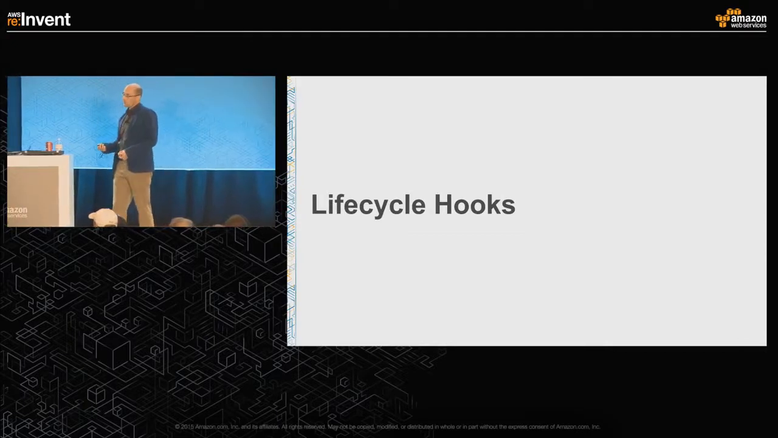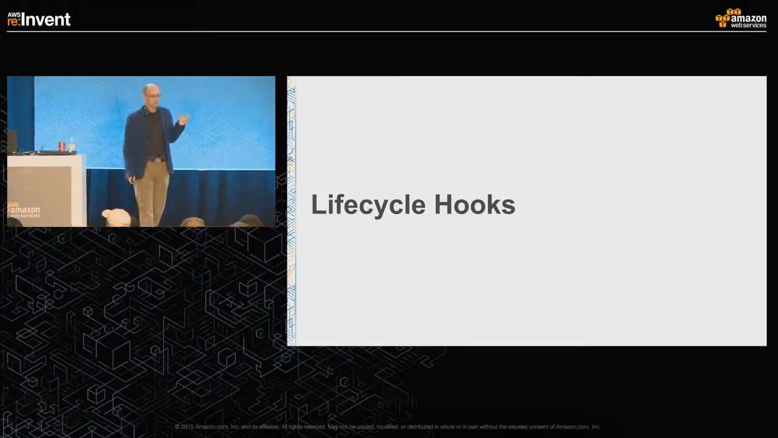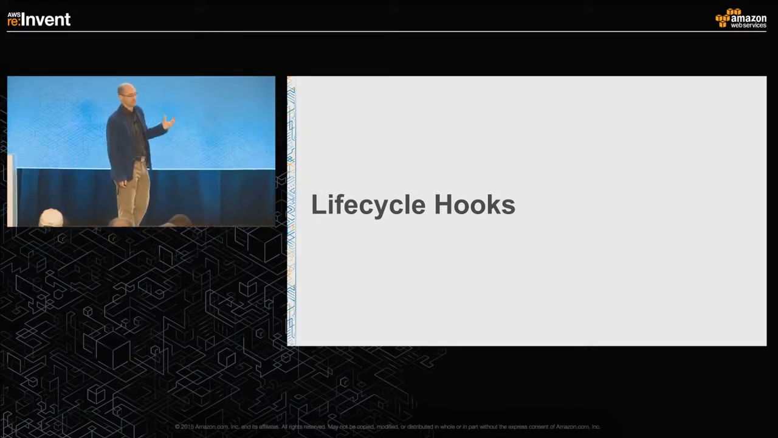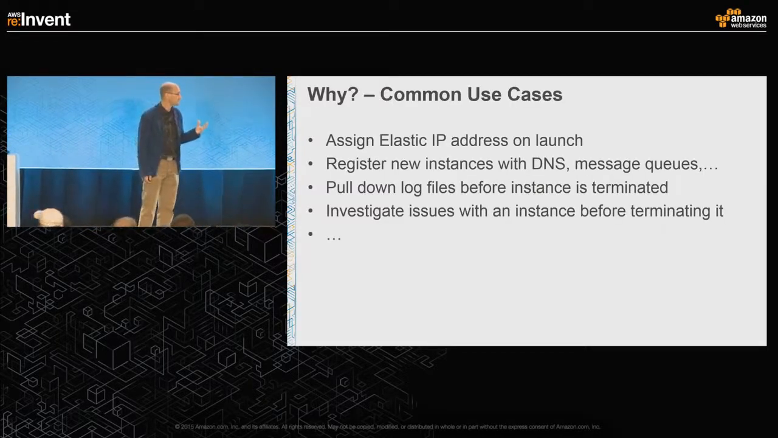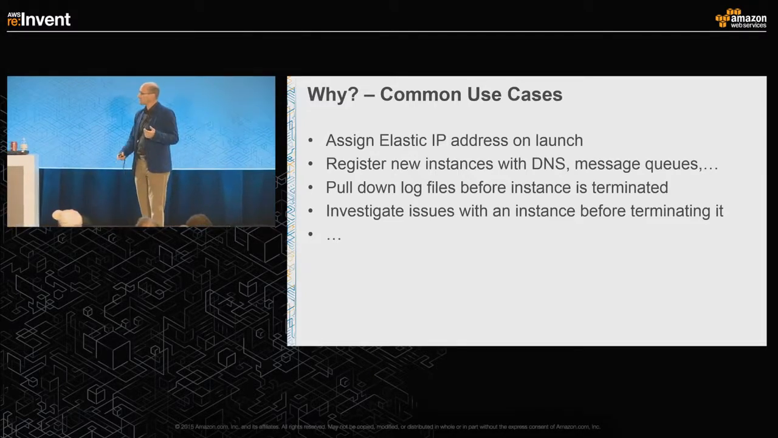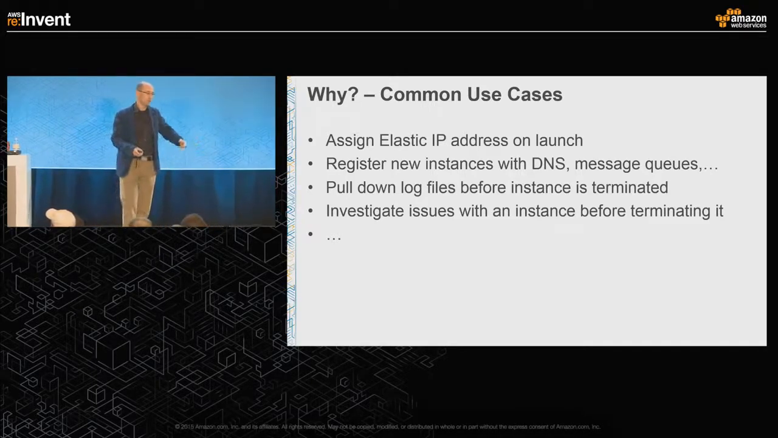Now, if you want to take more control, you can actually hook into those lifecycle transitions. That gives you quite a bit of control over how exactly instances are launched and terminated. Why would you want to do this? There are a couple of common things that people always do or ask how to do. For example, I have a pool of elastic IP addresses. Whenever I launch a new machine, I want to assign one. That's something you could do on startup.